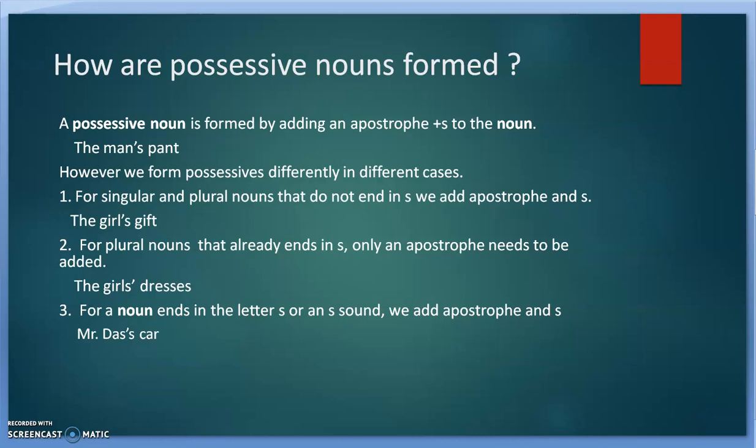For a noun that ends in the letter S or an S sound, we add apostrophe and S. Now see children, Mr. Das's car. Das is his name, having an S in the end. But in this case, we will use apostrophe and S, both things.